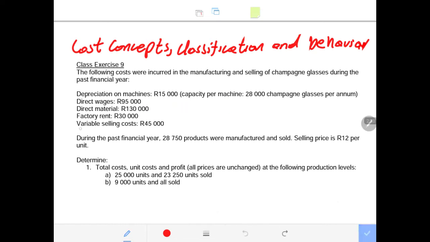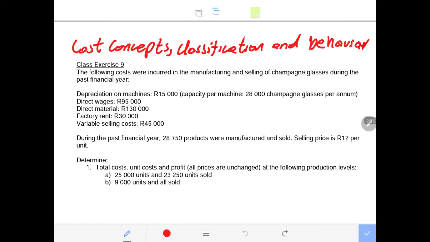And we are given variable selling cost of 45,000. Remember, selling cost is non-production related. It is non-production cost. When we speak of non-production cost, we are also referring to the variable selling cost and any other selling cost or admin cost. It has nothing to do with the production.